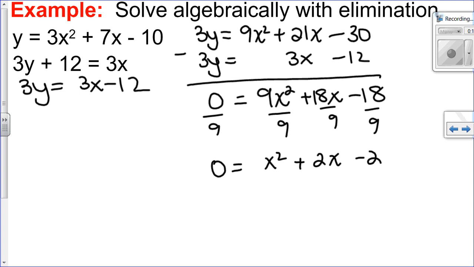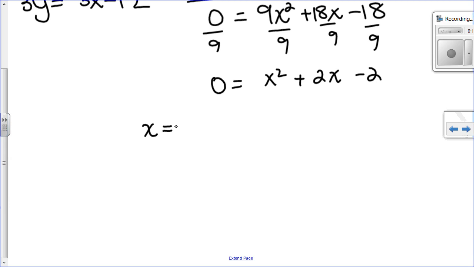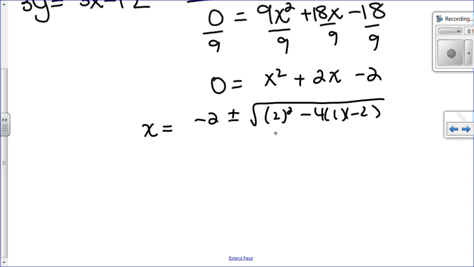So I can see, looking at this, it cannot be factored. That doesn't mean there's no solution. It just means I can't get there by factoring. So I'm going to need to use the quadratic equation. So x is equal to opposite b plus or minus the square root, b squared minus 4ac, all divided by 2 times a.